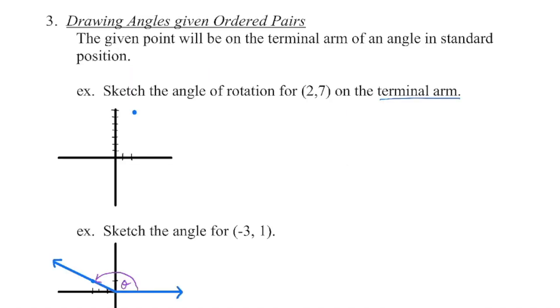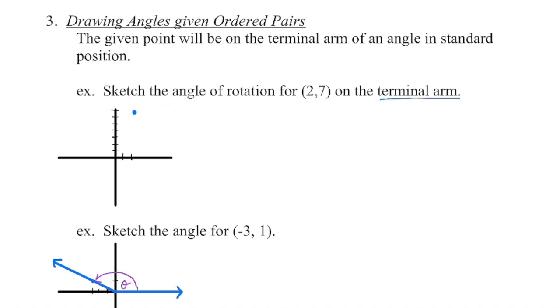We're going to take a look at how to draw an angle of rotation given the information provided. In the first example, we have to sketch that angle of rotation, and the terminal arm has to pass through that point. So I take my little graph here. We know this is the x-coordinate and this is the y-coordinate. So on my x-axis, I'm going to go to positive 2. On my y-axis, I'm going to go to 1, 2, 3, 4, 5, 6, 7. I just roughly approximated where that would be.